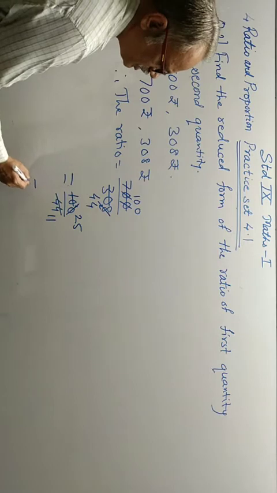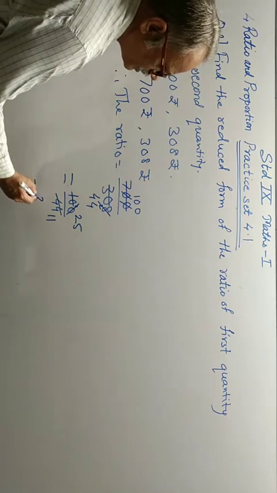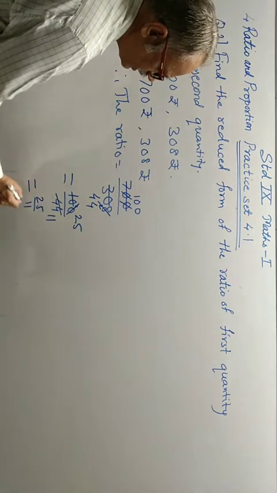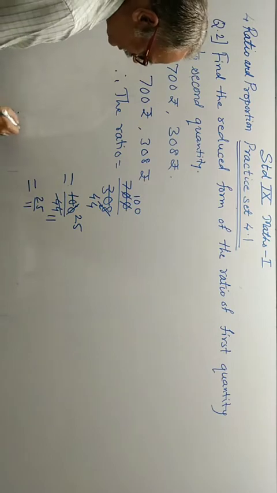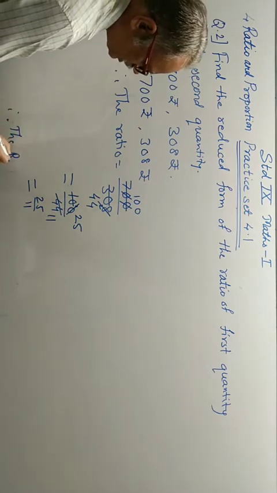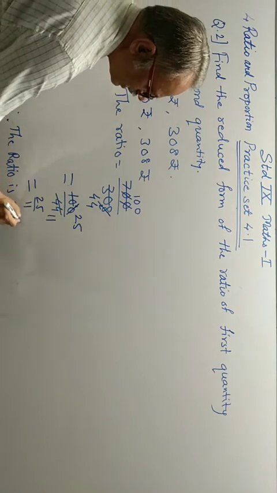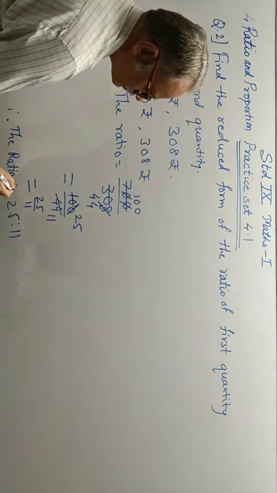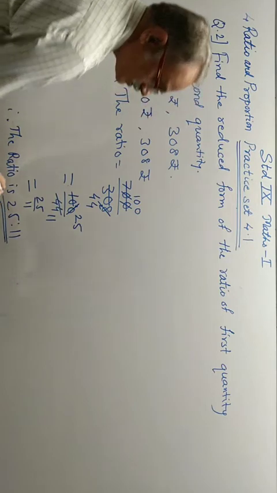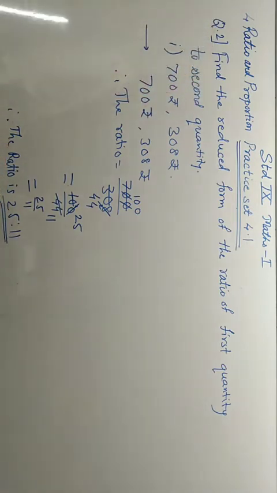So the ratio is 25/11. Therefore, the ratio is 25:11. This is the first.